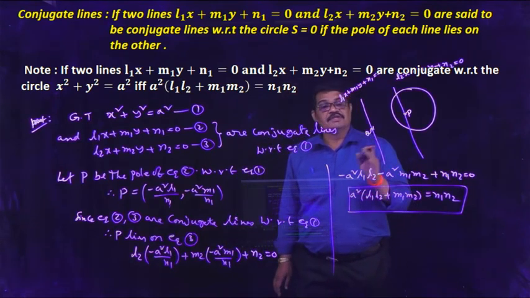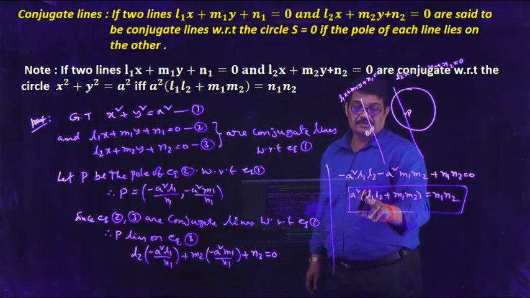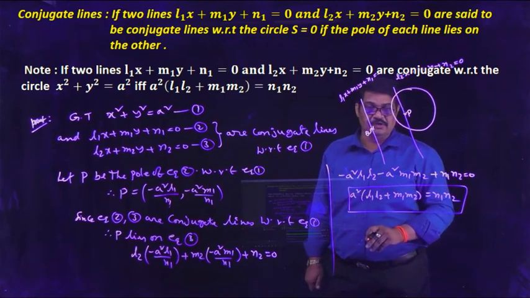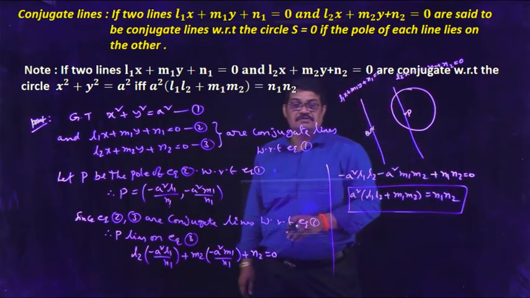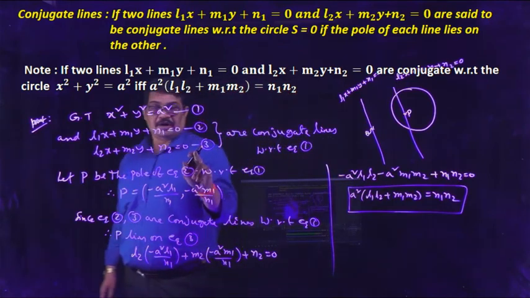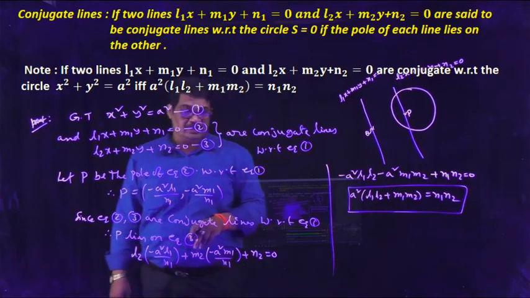So these two lines are conjugate with respect to the circle. Then the condition is a square into L1 L2 plus M1 M2 is equal to N1 N2. So this is the condition for the two lines, equation 2 and equation 3, to be conjugate with respect to the circle equation 1.